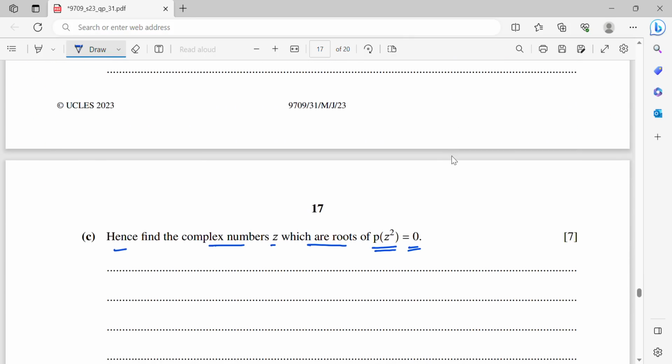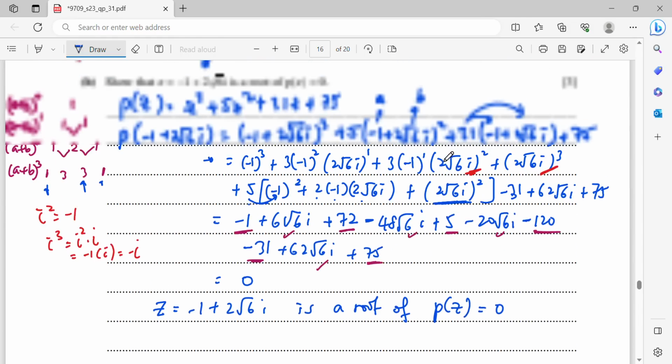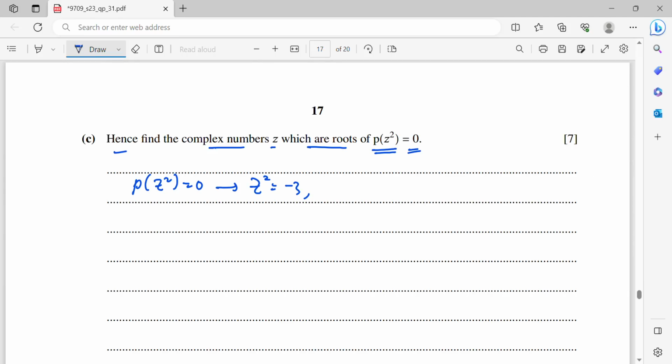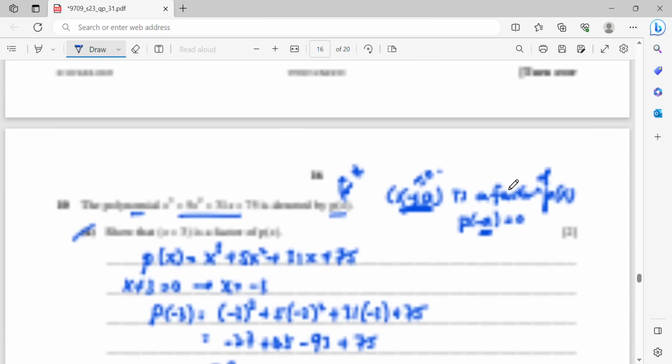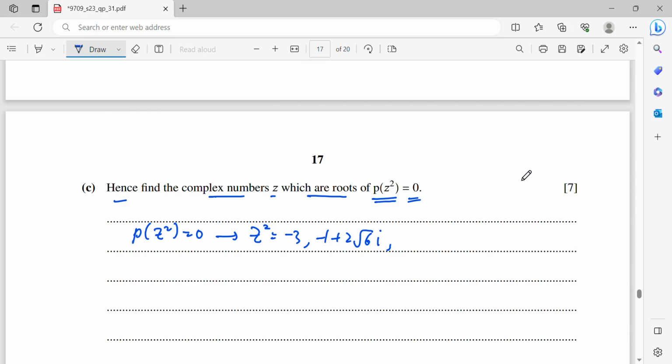Which means now I know that p(z squared) equals 0 means that my z squared is going to be minus 3 from the A, and then from the B, minus 1 plus 2 square root 6i. Now, another hint is you look at the polynomial itself. By looking at the polynomial, all the coefficients are real numbers, which means the conjugate is another root. Okay, so the conjugate is going to be minus 1 minus 2 root 6i. But all these are for z squared.